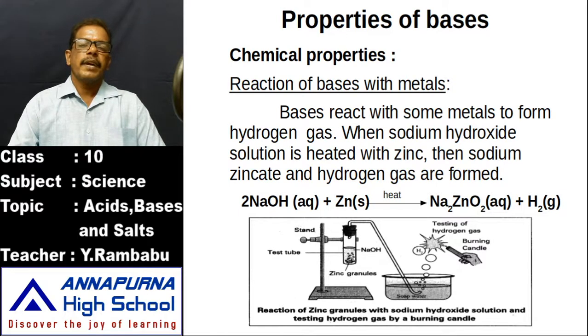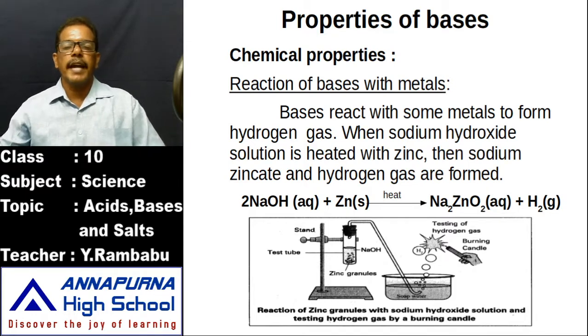We know when acids react with metals, what is formed? The respective salt is formed and hydrogen gas is released. That means most of the metals react with acids and form the corresponding salt and hydrogen.